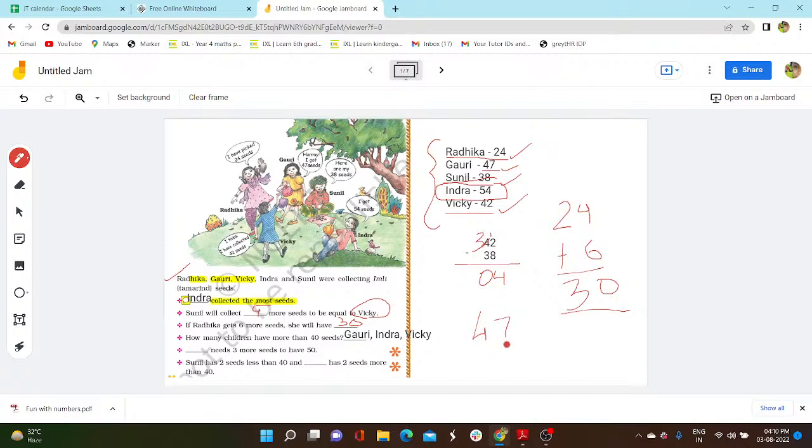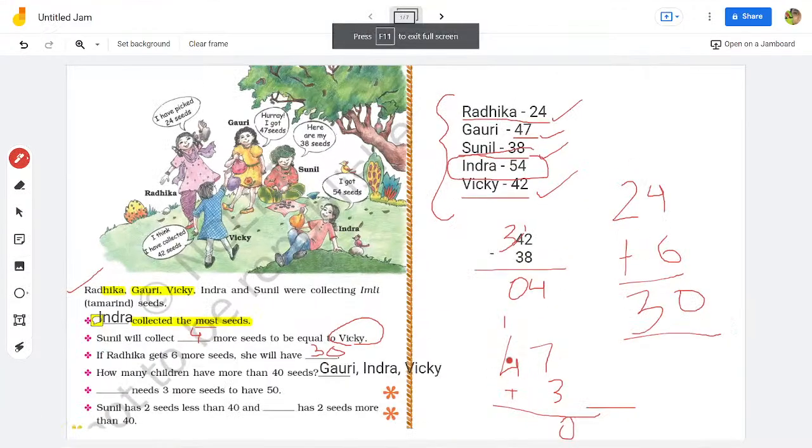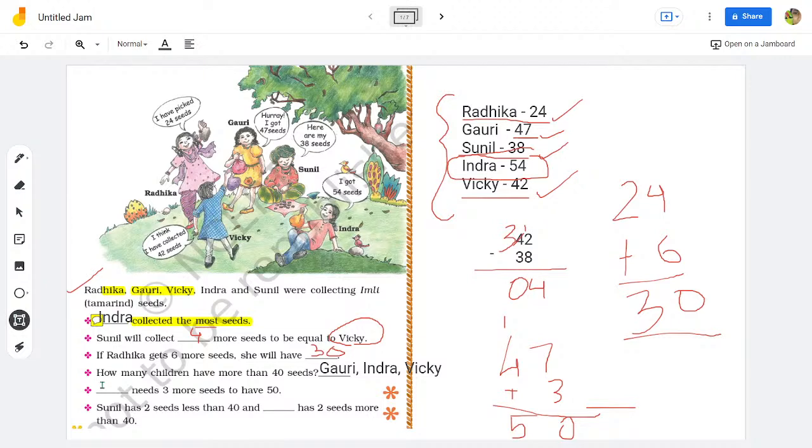47 add 3, 7 add 3 is 10, and 4 add 1 is 5. So Gauri has got 50 seeds if she adds 3 more. So we can write Gauri over here.